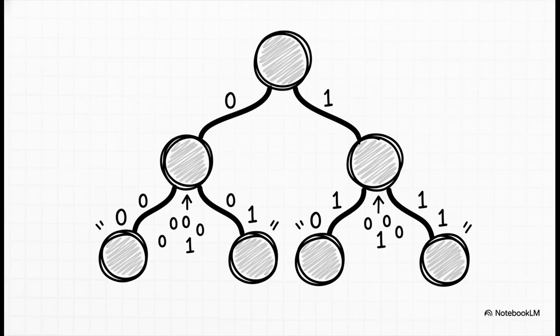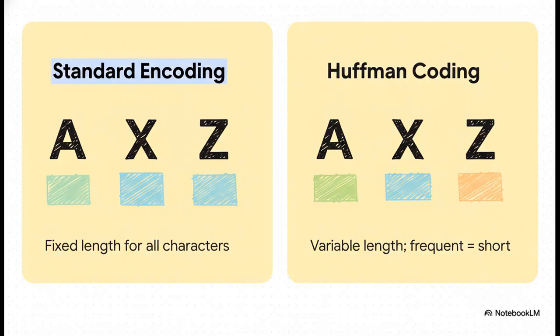You see, normally, in a standard system, every single character takes up the exact same amount of space, like 8 bits. It's simple, sure, but it's not very efficient. Huffman coding is way smarter. It gives the letters you use all the time, like E and T, the shortest codes, and the ones you barely use, like Z or Q, get longer ones.